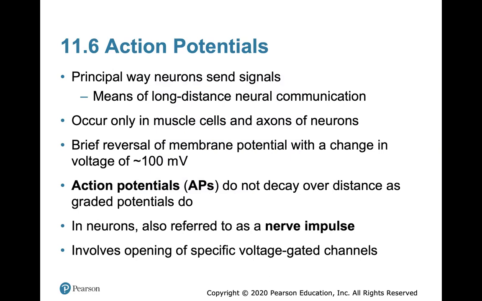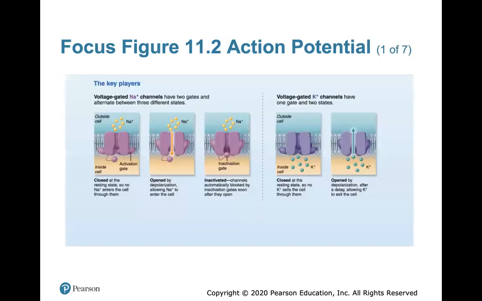It's the means of long distance neuronal communication, and it occurs only in muscle cells and axons of neurons. There's a brief reversal of membrane potential with a change in voltage of about 100 millivolts, and action potentials do not decay over distance as graded potentials do. And in neurons, we refer to action potentials as a nerve impulse, which involves the opening of a specific voltage-gated channel. So here's a look at an action potential and what happens here.